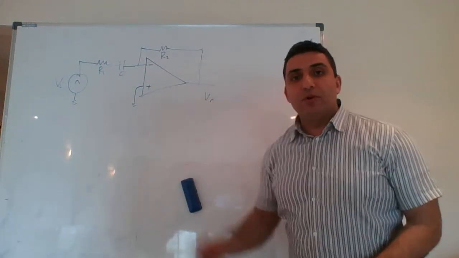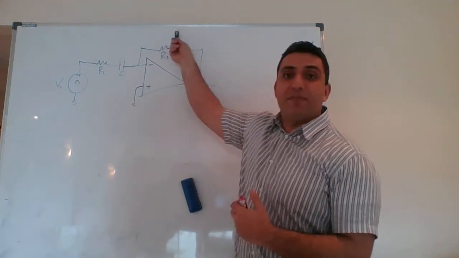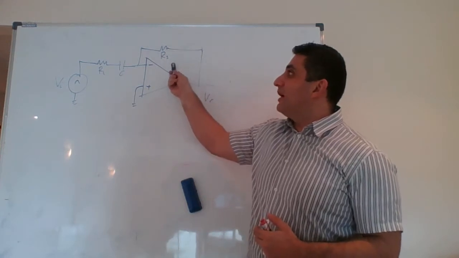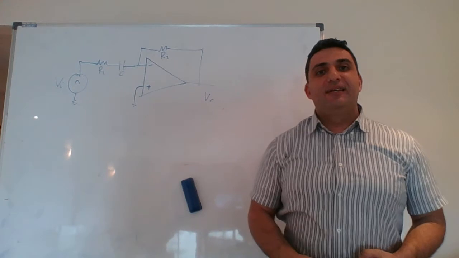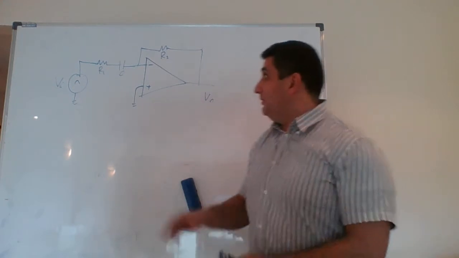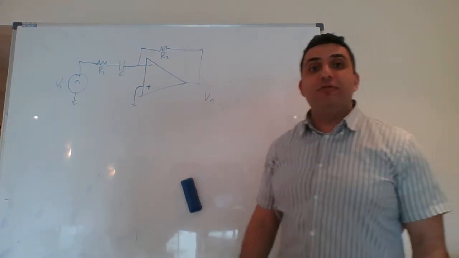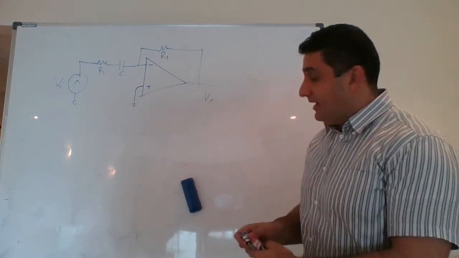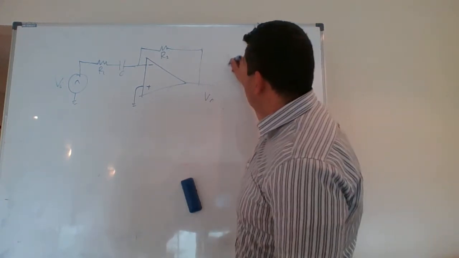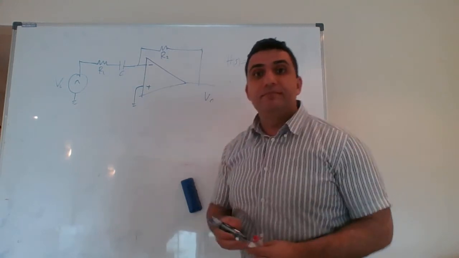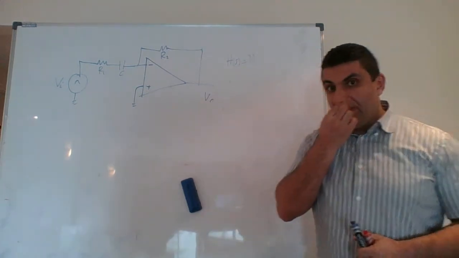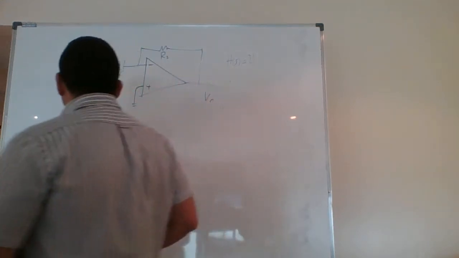You've seen the circuit on the board. All I did is I took the capacitor to be parallel with R2 and I put it in series with R1. I want you now to tell me what H of S is equal to using circuit analysis. Okay, great, perfect.